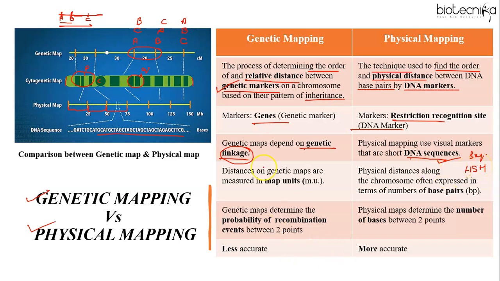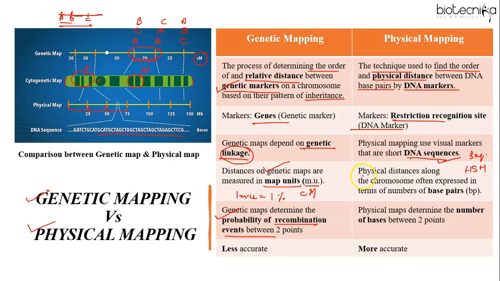Now, distances on genetic maps are measured in map units. In short, we write MU or centimorgan. As you can see here, the distance between the genes is measured in map units or centimorgans, which represents the likelihood of recombination events occurring between markers during meiosis. Kindly note that one map unit is equal to 1% recombination occurring between two markers. So genetic maps determine the probability of recombination events between two points.